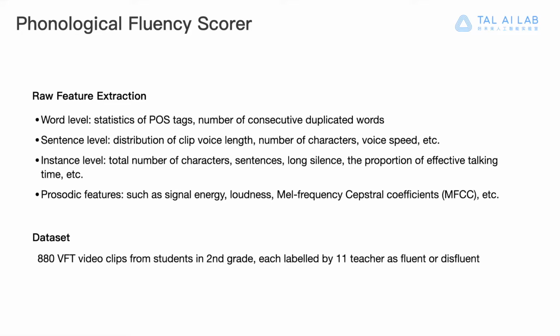At first, let's talk about the phonological fluency score. We collected 880 videos from second grade students. In each video, the student talks about how to solve a math problem. The task is to predict whether the student speaking is fluent or not. To obtain high-quality labels, we asked 11 teachers to annotate each video to reduce inconsistency. We extract multi-level features from both audio tracks and ASR transcripts, including word level and sentence level.